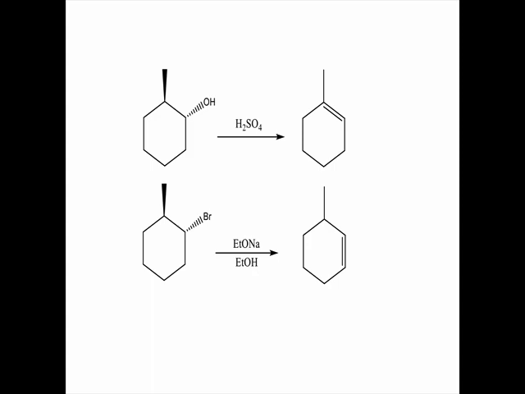But when I put it in this conformation, which it doesn't like to be in, but it will be in there maybe 1% of the time, now what can you see? There's the bromine and there's the hydrogen, and they are trans to one another. So it is actually the minor conformation that is responsible for the generation of the product.